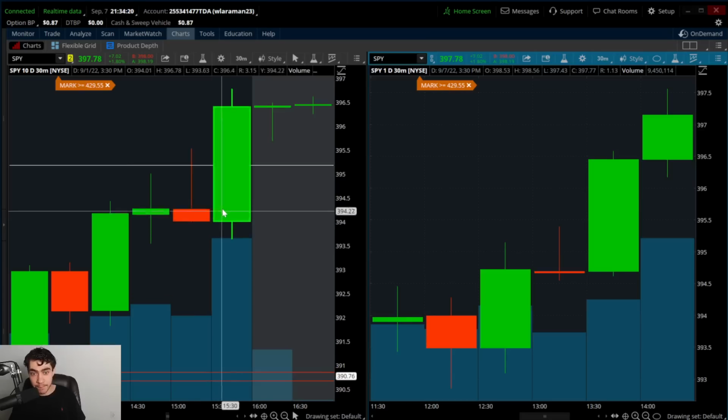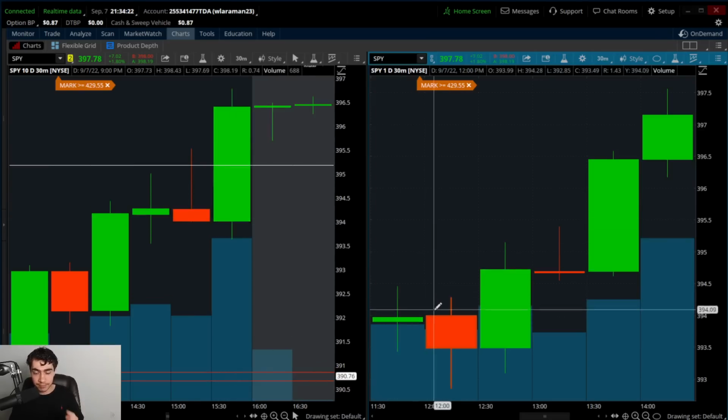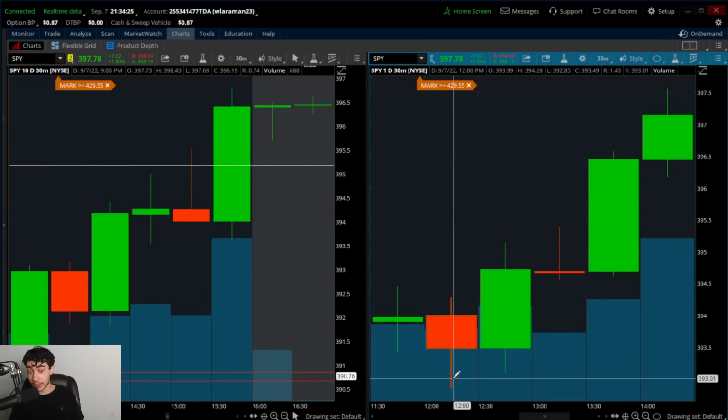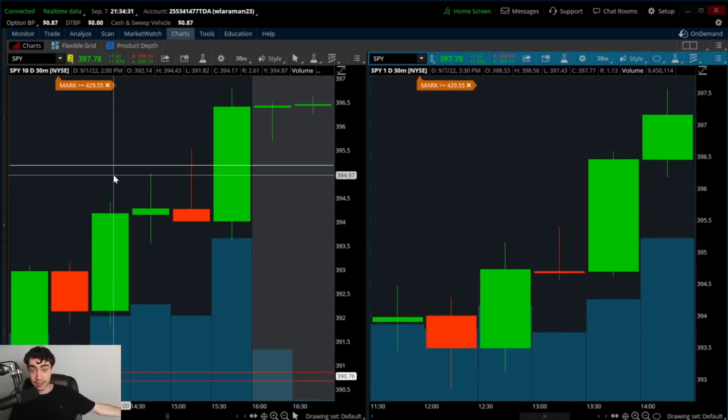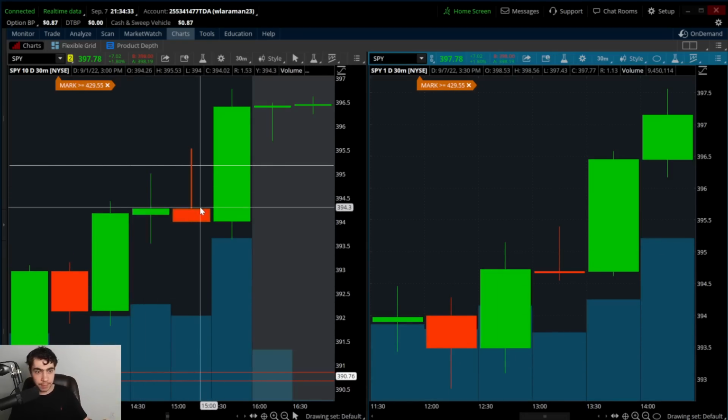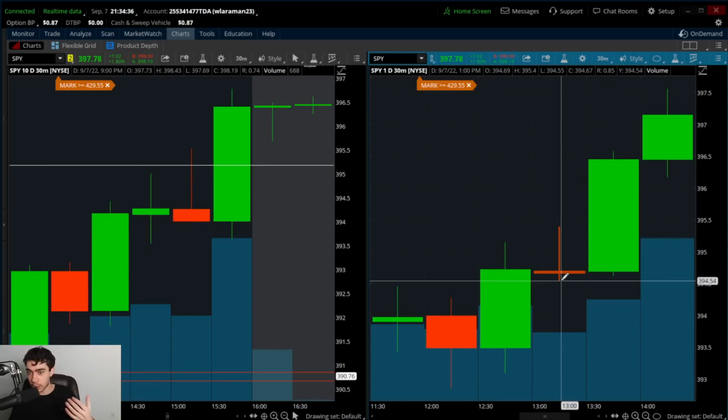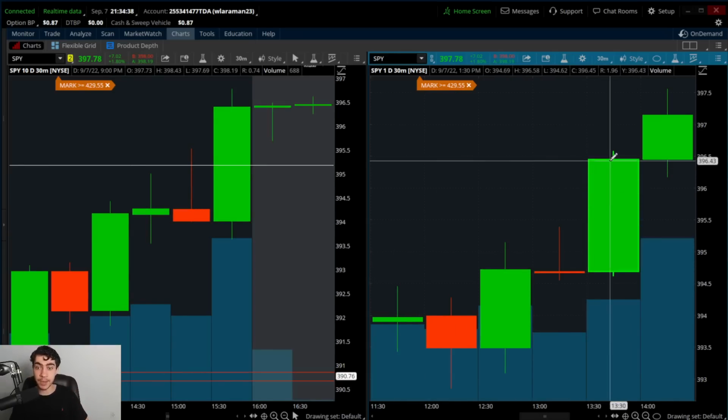That way I take advantage of that big move to the upside and see how it repeats itself. On the middle red candle, start accumulating calls on the dip right before the next 30-minute candle opens, and then boom, it blasts off. Then do the same thing, rinse and repeat. On the middle red candle right here, start accumulating calls, and then boom, it blasts off.